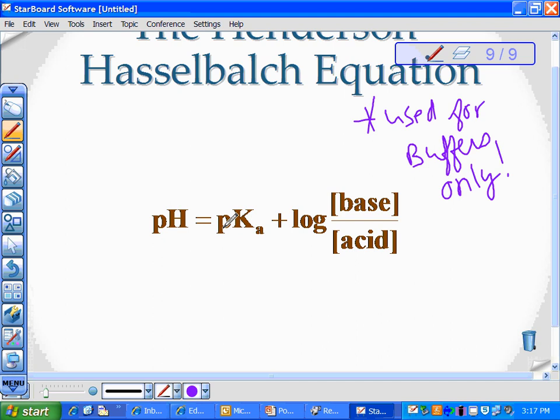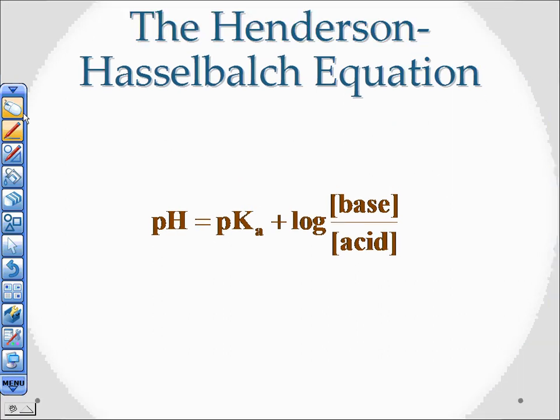And anytime you have a P in front of something, that just means to take the negative log. So we'll be taking the negative log of the Ka. That's what pKa means. pH means negative log of H, pOH, negative log of OH, so pKa, negative log of Ka.